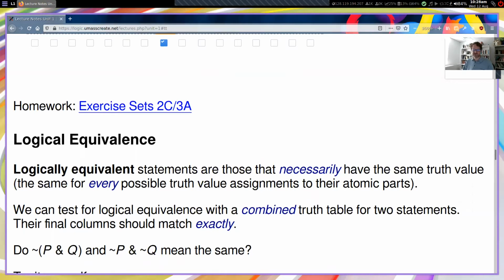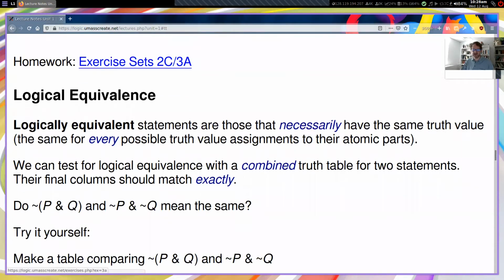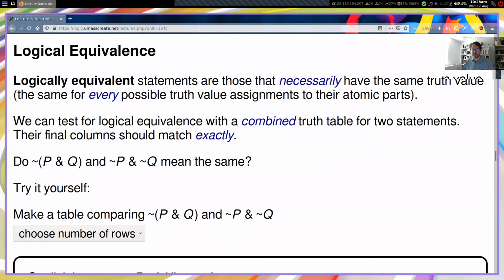So 2 statements are logically equivalent when they necessarily have the same truth or falsity for every possible combination of assignments of truth and falsity to their atomic parts. So they mean the same thing. That means the same column for their final operator when you do truth tables for them are exactly the same. And we can test that by doing a truth table for the 2 statements.